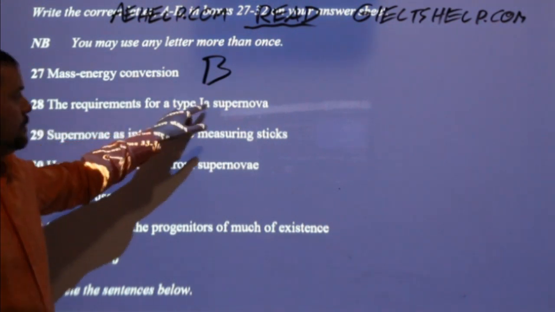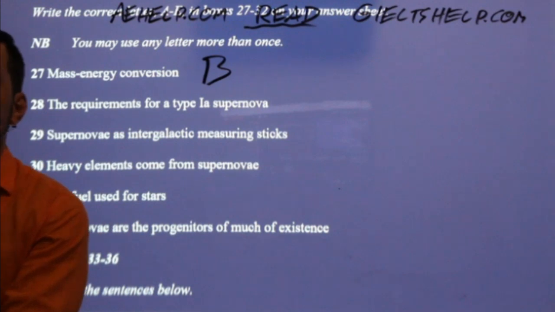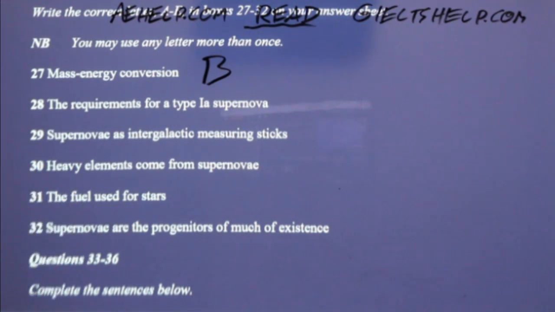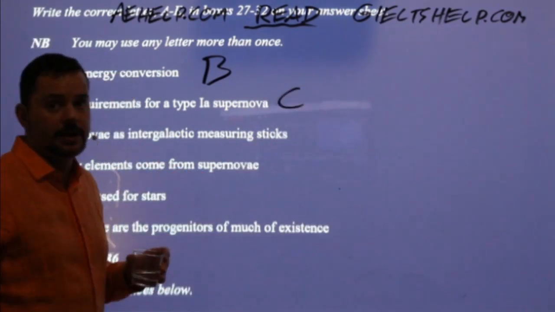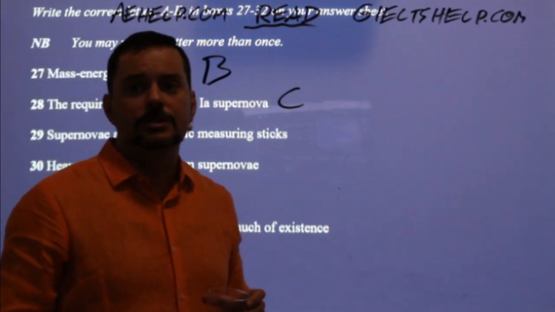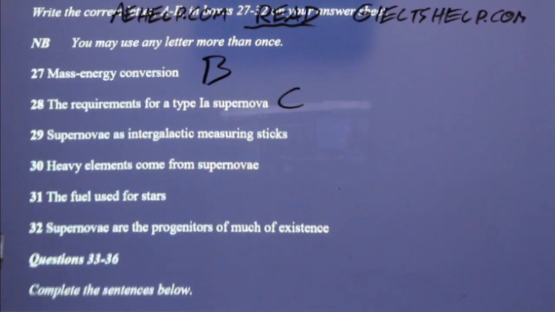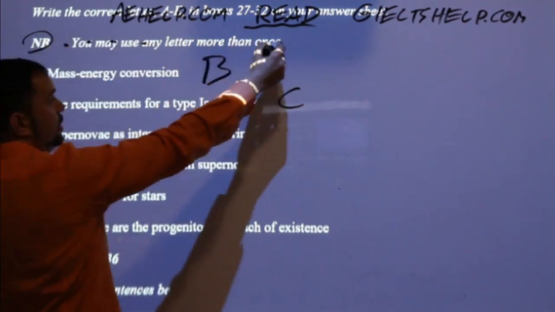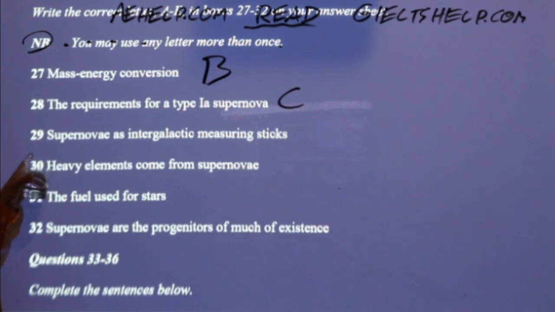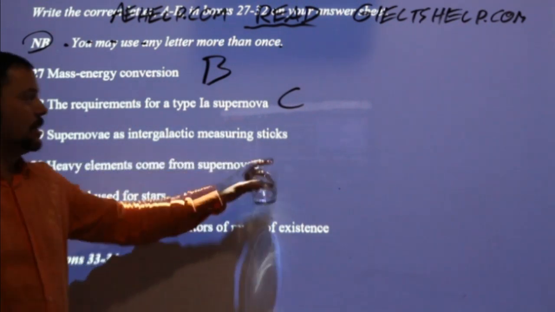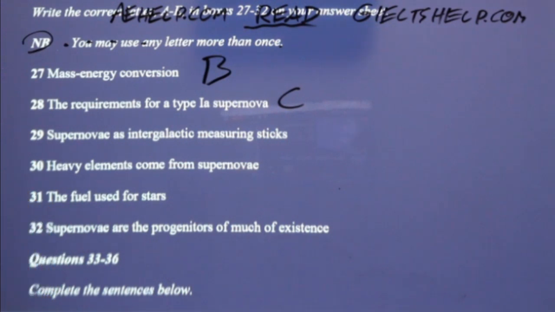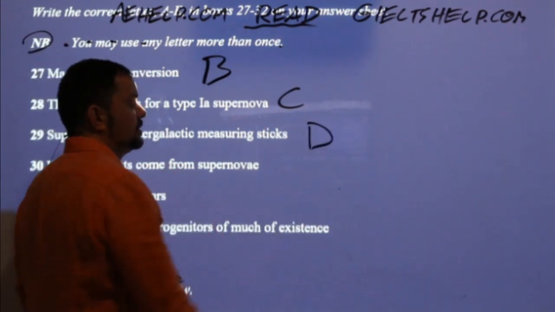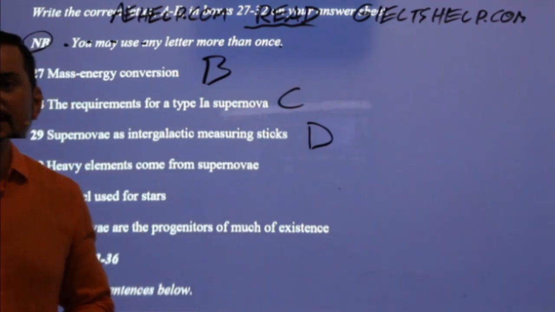28, the requirements for a type 1a supernova. What is that one? Dry Prune, Abi, Sunganika, I'll say C. Carolina, absolutely, right? After the type 2, it was the type 1a. So C. Now again, always pay attention to this. Note, by the way, you may use any letter more than once. Okay. 29, supernovae as intergalactic measuring sticks. That was the one where we got all excited, right? Woo. D. Yeah. That was coming after paragraph C. So B, C, D, so far so good.